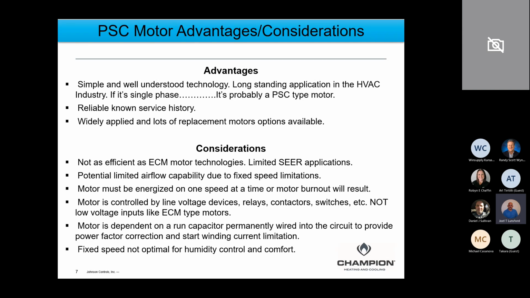So any questions or comments on the PSC blower motor advantages and considerations, before we jump into our ECM motors, our high efficiency blower motors? Any questions or comments?